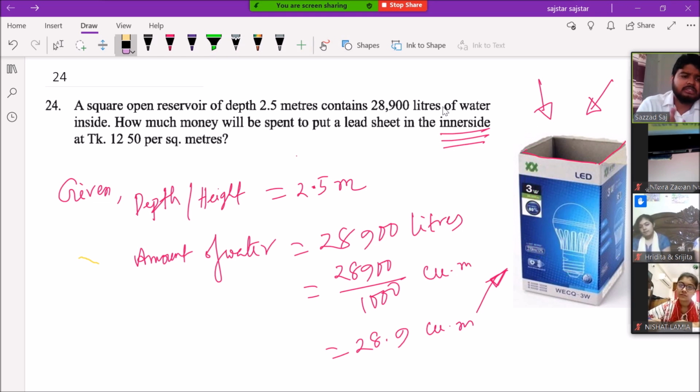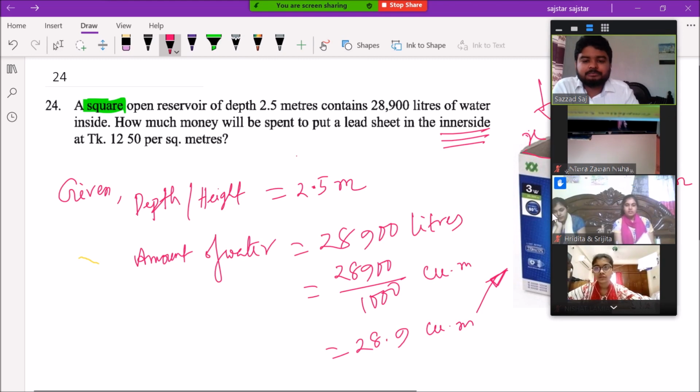Before that, one thing you need to understand: what is the shape of this reservoir? It is a square shape, right? The top part looks like a square face. And we know all the sides of a square are equal, isn't it? So if length is a, then of course breadth must be a. Or if we consider length is x, then breadth must be x, because length and breadth are all equal in case of a square.